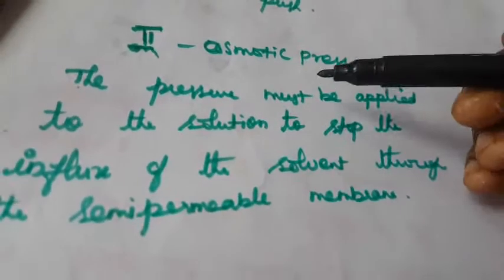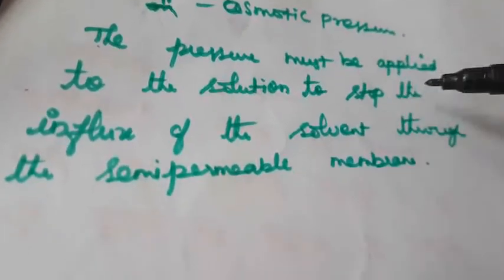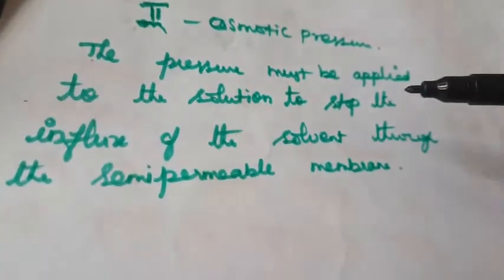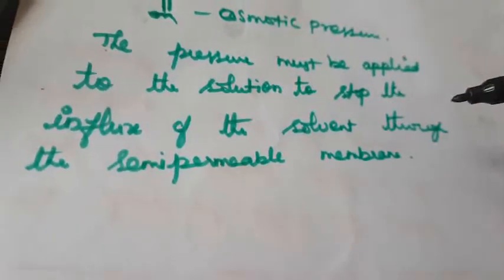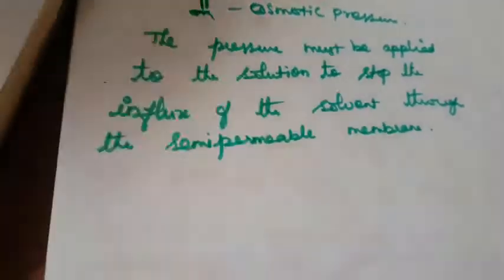Once again, what is meant by osmotic pressure? The pressure that must be applied to the solution to stop the influx of the solvent through the semi-permeable membrane. எந்த ஒரு pressure அந்த flow of solvent ஐ stop பண்ணுதோ, that pressure is called osmotic pressure. So this is osmosis and osmotic pressure.